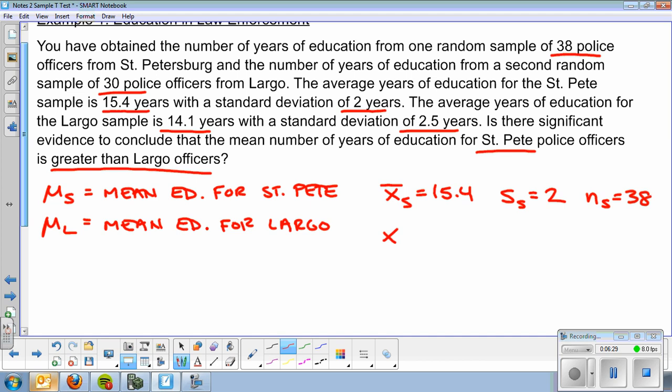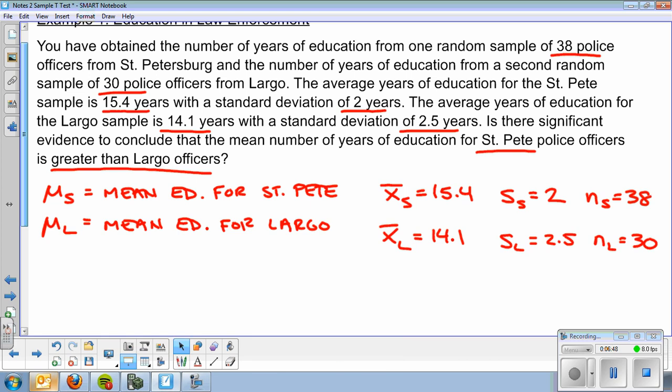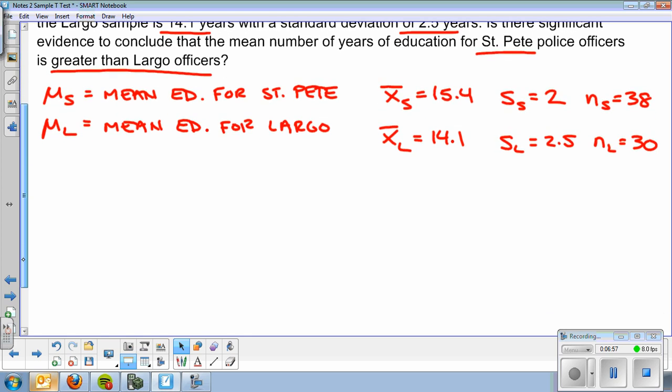All right, the mean from the sample of Largo, X bar sub L, was 14.1 years, and S sub L was 2.5 years, and N sub L was 30. Okay, so I'm just copying that down so you can see the hardest part of this problem is really identifying what those variables are. Once you identify those, it's really just plugging and chugging.